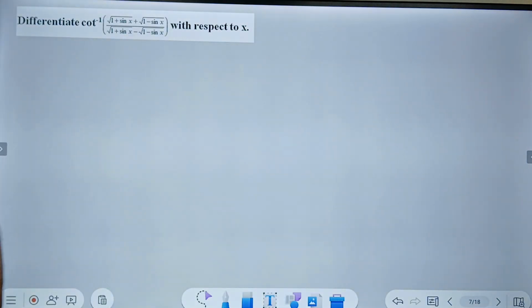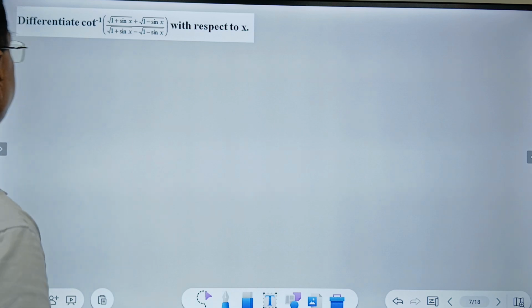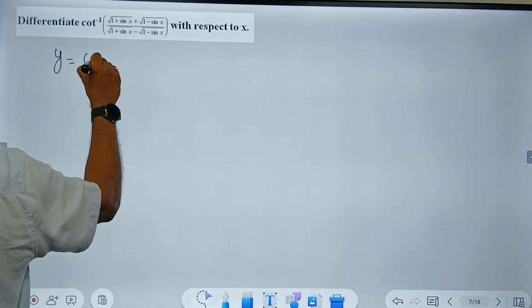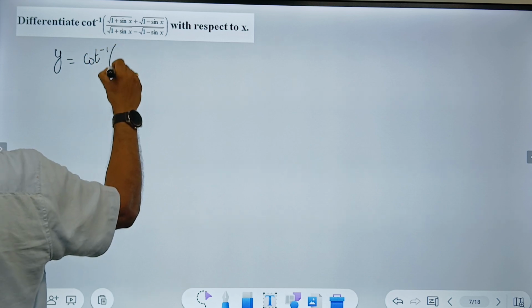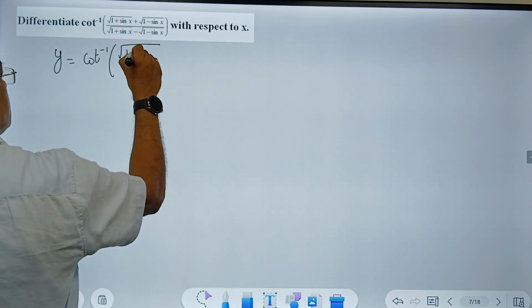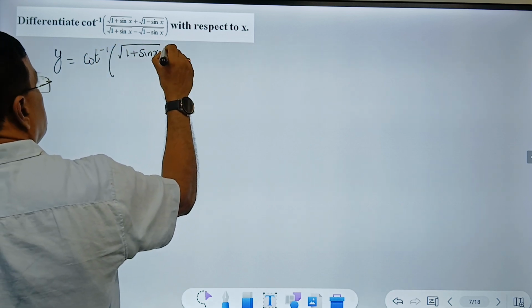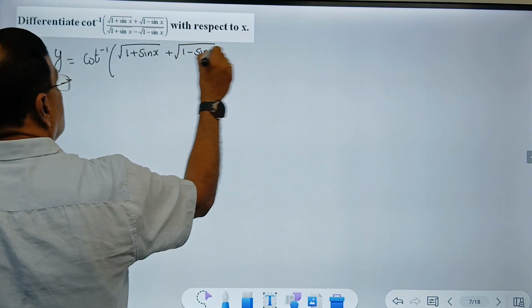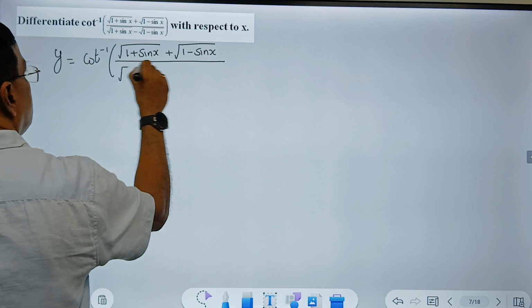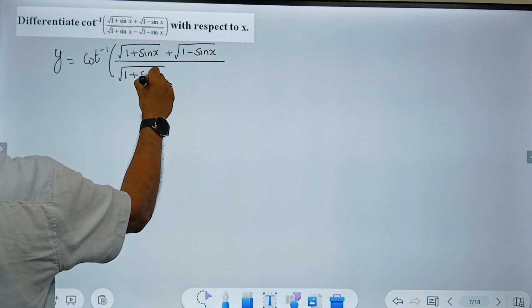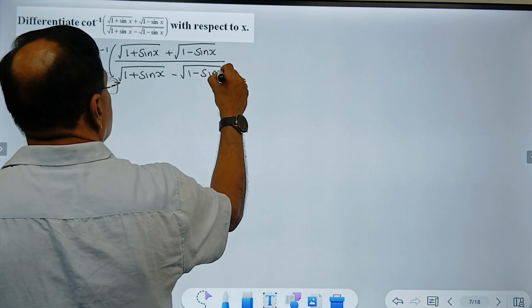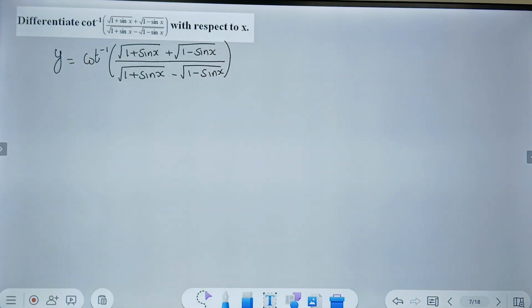This is again an NCERT question in inverse trigonometry, but they can ask in differentiation also. So how do I go about it? So y equal to cot inverse of (root of 1 plus sin x plus root of 1 minus sin x) divided by (root of 1 plus sin x minus root of 1 minus sin x). This is slightly lengthy, but it's not difficult.